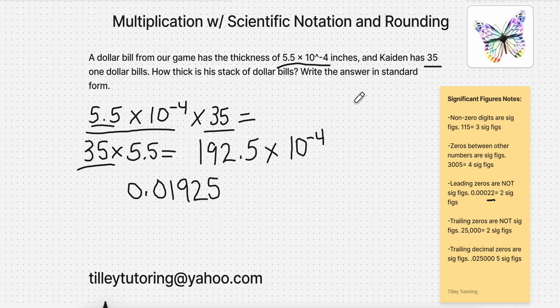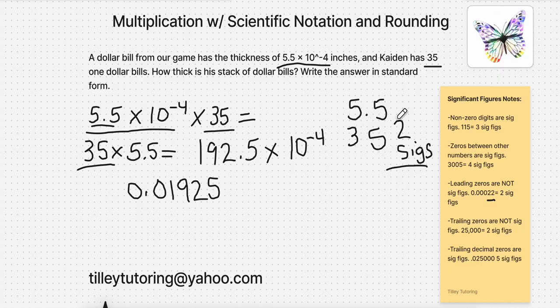When we look at 5.5 and 35, the rules when we are multiplying and dividing are these. Significant figures are those that are non-zero digits. So we have non-zero digits in both of our numbers, and we have 2 digits, 1, 2, and 1, 2. So 2 significant figures, 2 sig figs for short. So we know that we must round our answer to 2 significant figures.